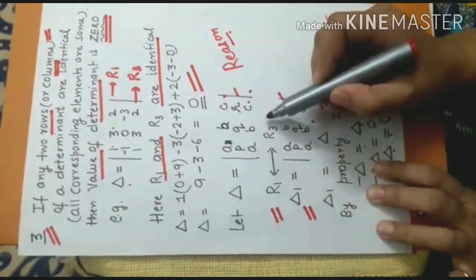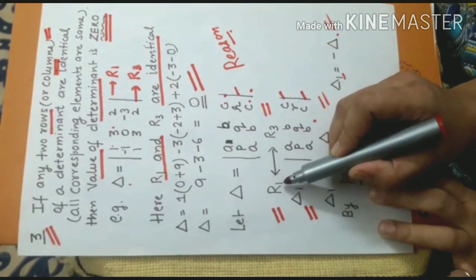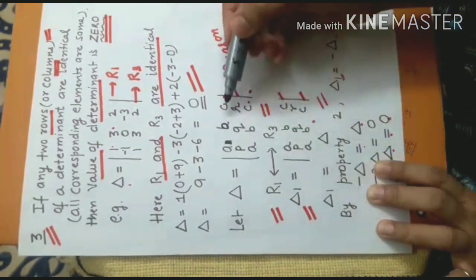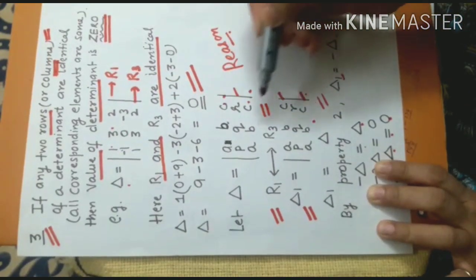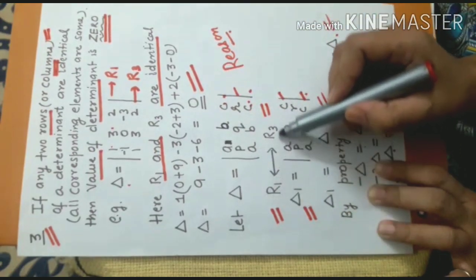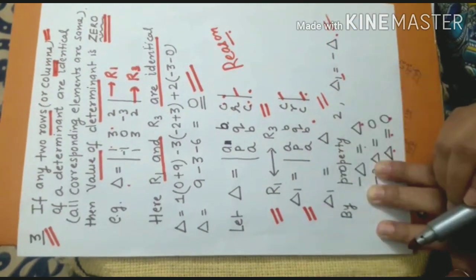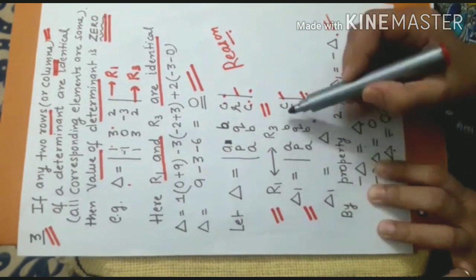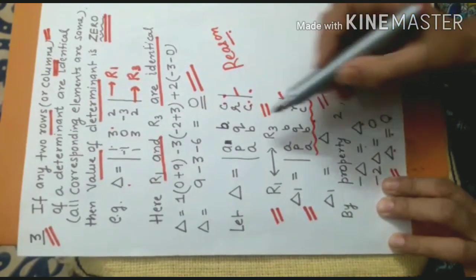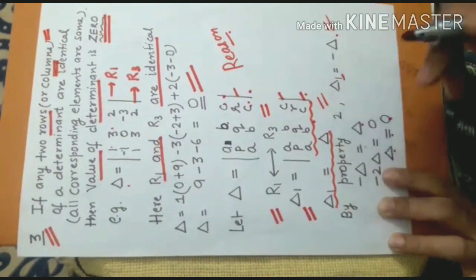Now let's perform this operation on this determinant. Here, the operation says R1 and R3 are interchanged. The first row will become the third row and the third row will become the first row. And after applying this operation, the new determinant is denoted by delta 1. So my delta 1 will be equal to this. Now you can see that this is exactly equal to delta. So we have got this relation.